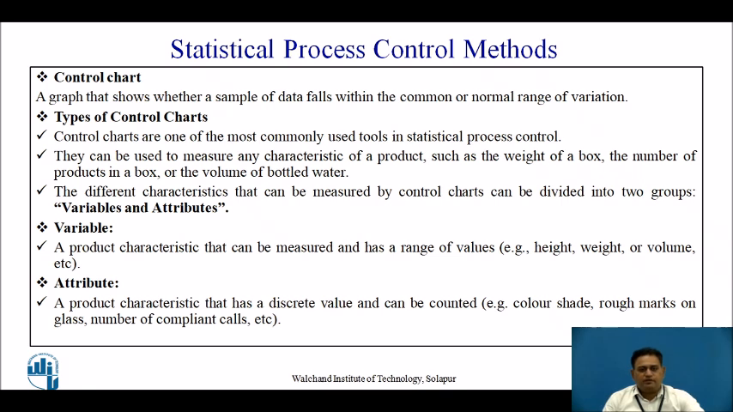Now, the types of control charts. The control charts are of two types: the variable control charts and the attribute control charts. Now, let's see what a variable control chart is. The variable control charts are the charts which are helpful for a product characteristic that can be measured and that has a range of values.